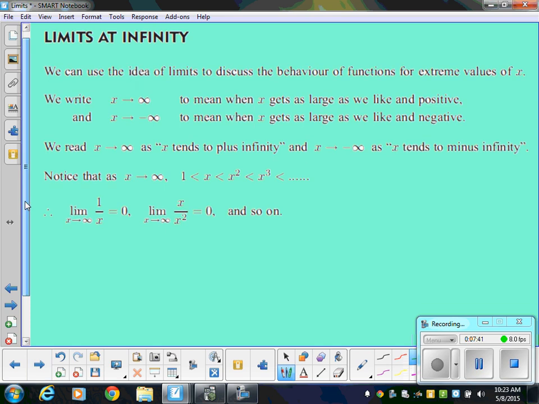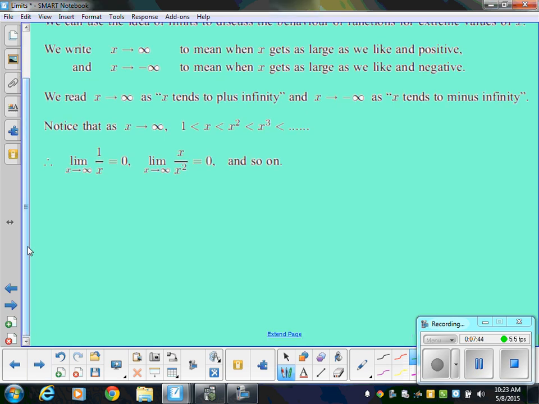But what we do is we can identify, according to rational functions, if I have the rational function 1 over x. If x approaches infinity, I take 1 divided by 1, 1 divided by 2, 1 divided by 3, 1 divided by 10, 1 divided by 100, 1 divided by 1,000 or 1,000,000 or whatever it is, 10,000 in this case. What is happening to the value of the function? It's getting closer and closer to 0. It's approaching 0.